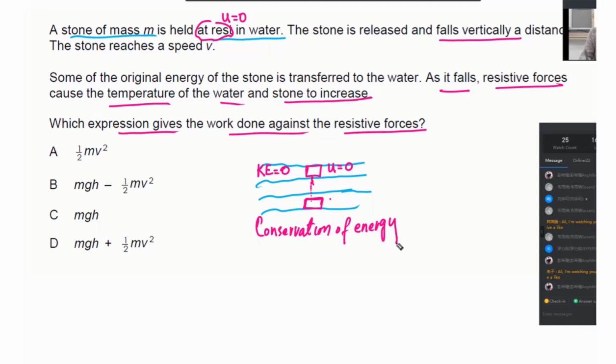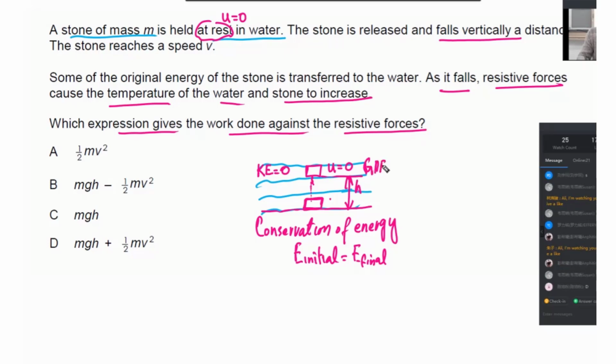So we will write down conservation of energy. Means energy initial is equal to energy final. First of all, you need to understand at this point, let's say this is the lowest point. So you can see the height is here. So this is the height h. So the initial kinetic energy is 0. Initial GPE, we can write down, this is equal to mgh. So this is initial energy, equal to mgh. At this point, GPE, we can assume this is equal to 0 here at the ground.